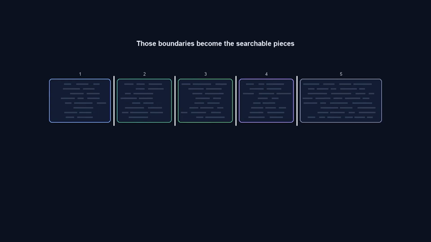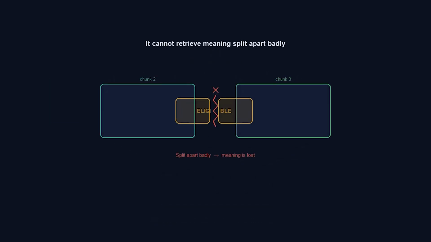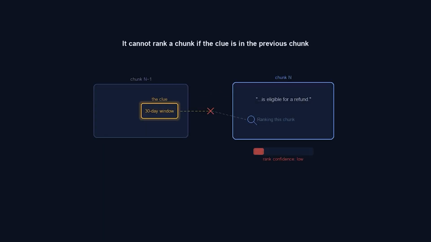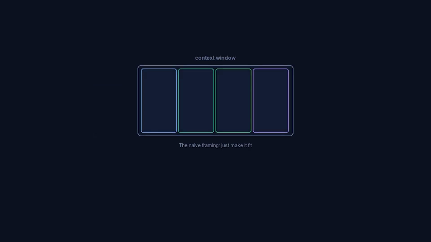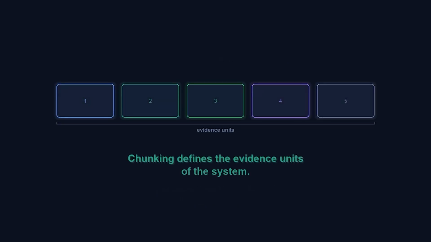And once the decision is made, the retrieval system is constrained by it. It cannot retrieve meaning that was split apart badly. It cannot rank a chunk correctly if the important clue is in the previous chunk. This is why chunking is not just about fitting text into a context window. Chunking defines the evidence units of the system.